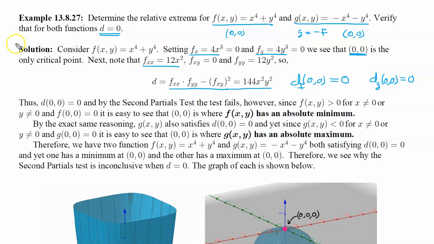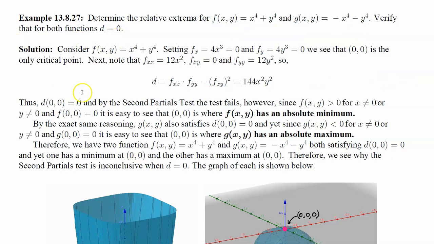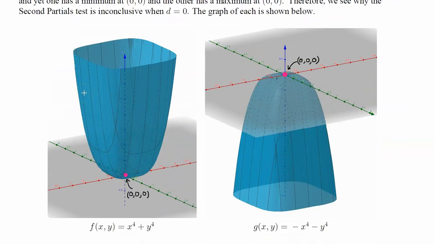And down here we have the graph for these two functions. Right here's the graph of f. You see you have a relative and an absolute minimum right there. And here's g. You have a relative and actually absolute maximum at 0, 0 as well. Okay, let's take a look at this.